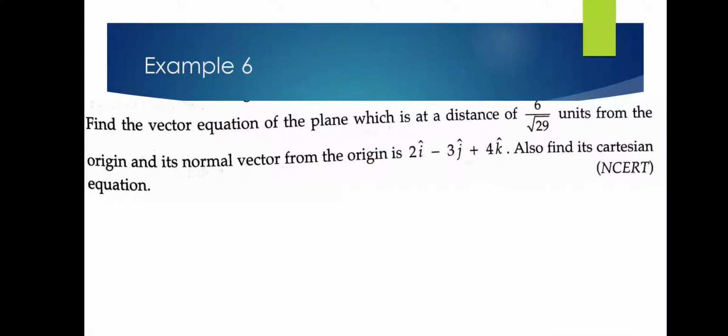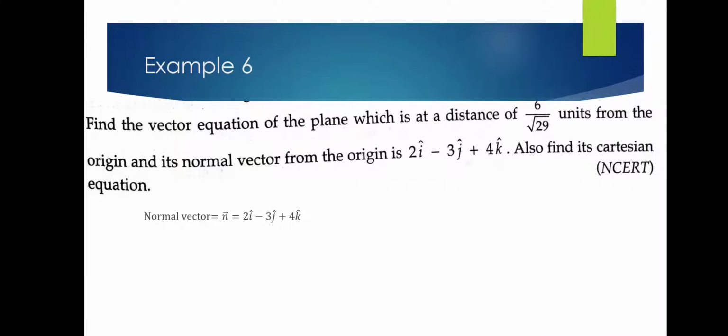Find the vector equation of the plane which is at a distance of 6 by root 29 units from the origin, and its normal vector from the origin is 2i minus 3j plus 4k. Also find its Cartesian equation. So let us start. Now what are the things given? I am given the normal to the plane, that is 2i minus 3j plus 4k, and also I am given the distance from the origin.